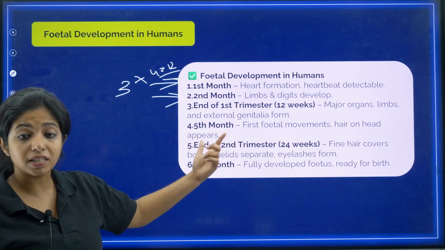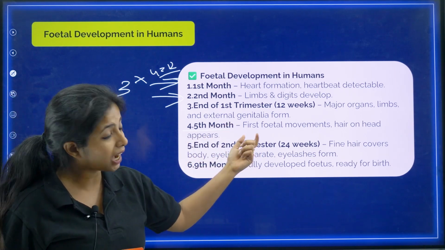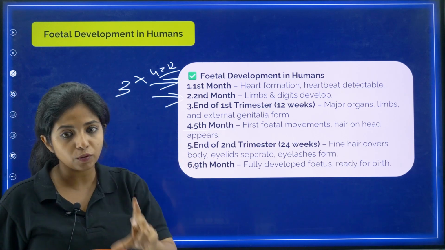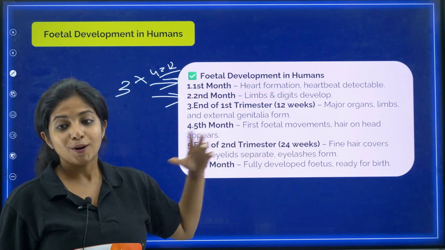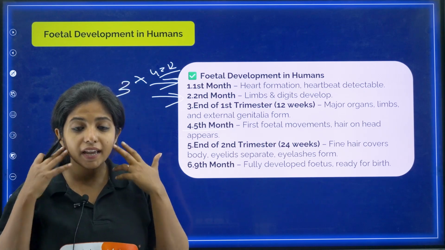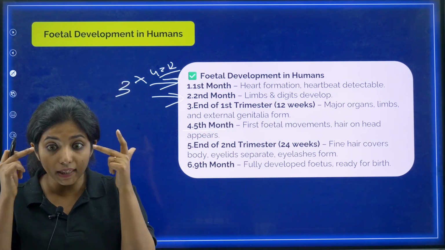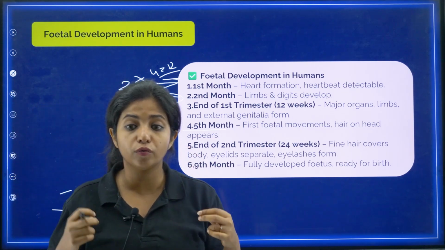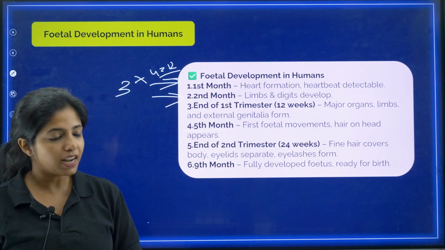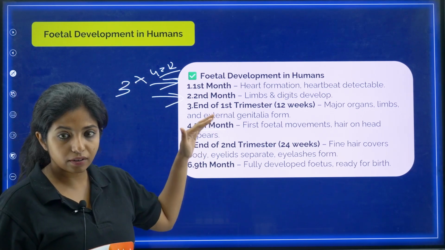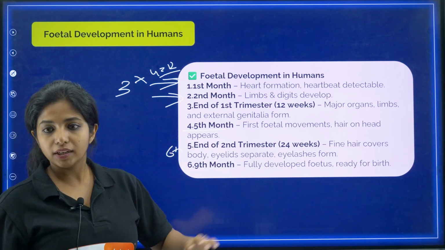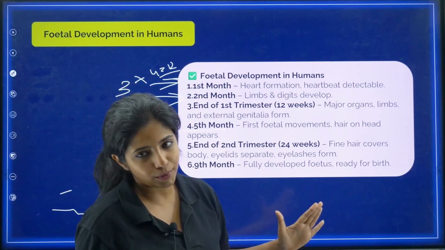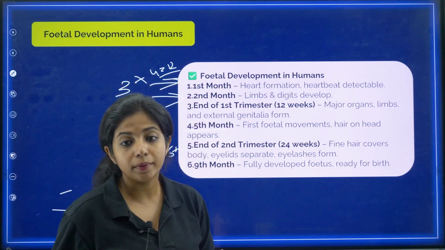Now, by the end of the 6th month, that is the end of the 2nd trimester, as 3 months together you call 1 trimester. Over here, there will be fine hairs covering the whole body, the eyelids will be separated, and eyelashes would also be formed. That is done by the end of the 2nd trimester, that means the end of the 6th month. Now, by the 9th month, a fully developed fetus would be ready for birth. That's all. That is the fetal development in humans.